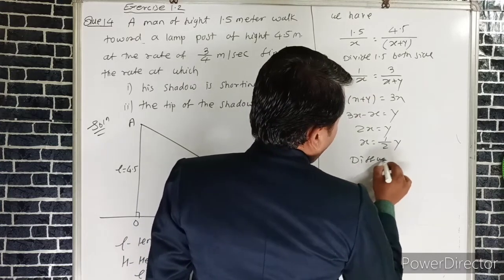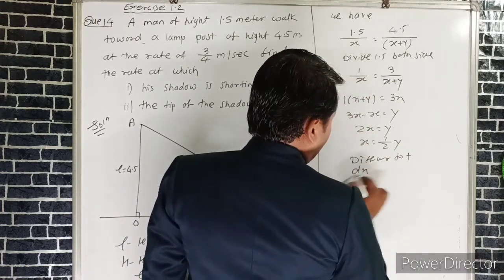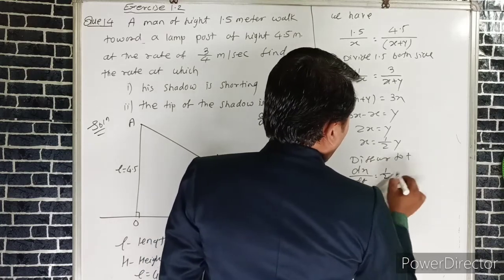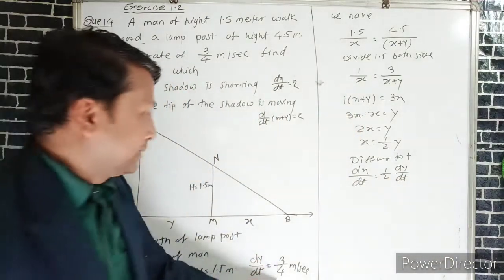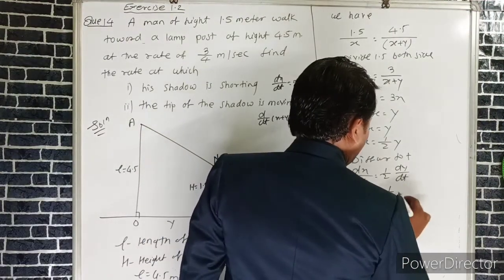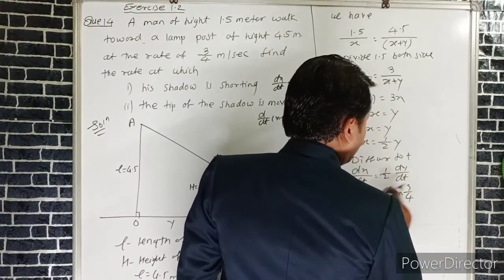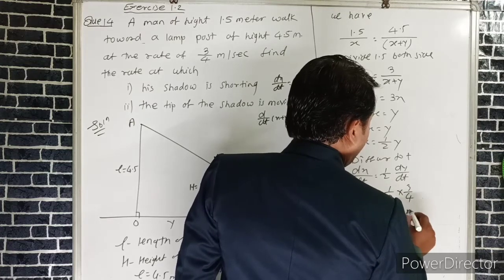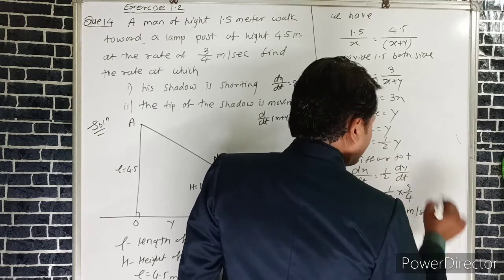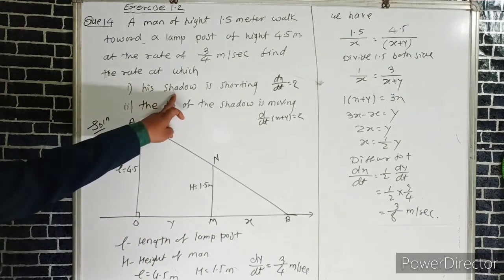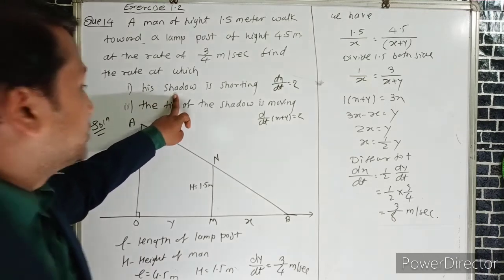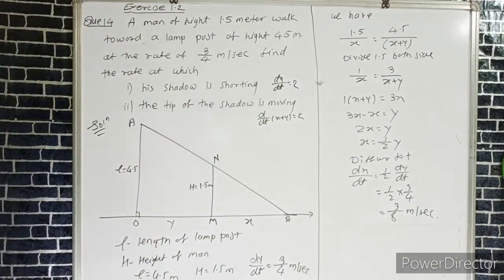If we differentiate with respect to t, we can write dx upon dt is equals to 1 by 2 into dy by dt. Again dy by dt is given, which is 3 by 4. We can write 1 by 2 into 3 by 4, which is 3 by 8 meter per second. So the rate of change of the shadow of the man with respect to time t is 3 by 8 meter per second.